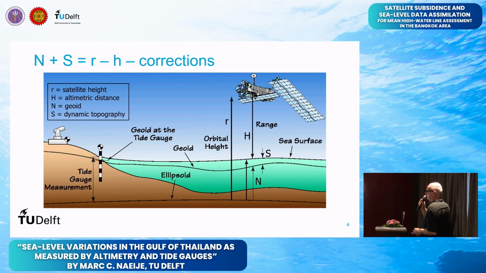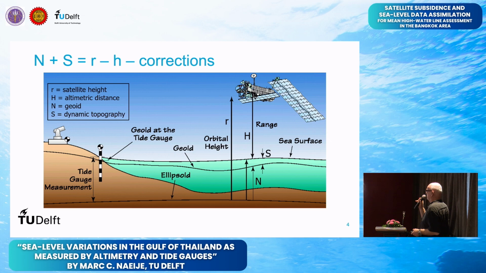There are a lot of corrections involved. So your electromagnetic pulse is going through the atmosphere, so it's delayed. So it's not exactly the speed of light. You have the ionosphere, you have the troposphere. It's all delaying your pulse, and you have to correct for that. Also, some corrections at the sea surface itself, because your waves are skewed and not nicely sinusoidal. So there are some corrections here.